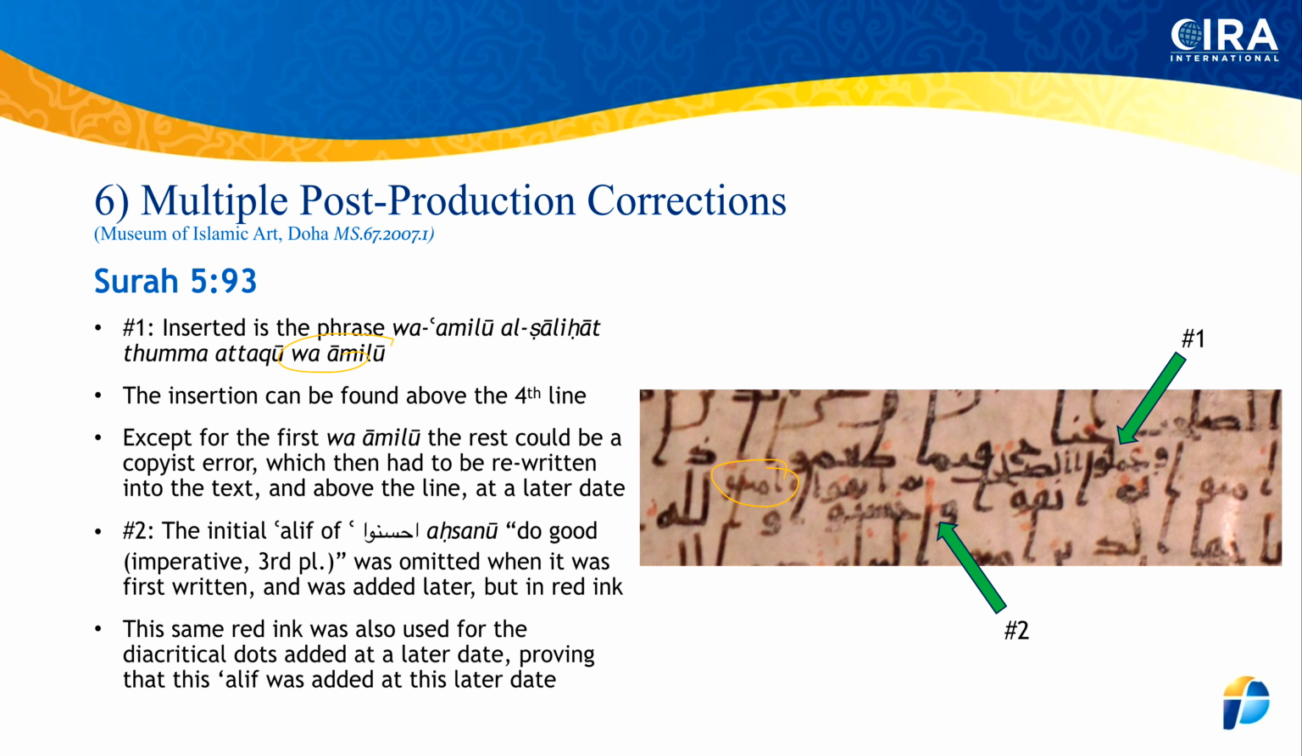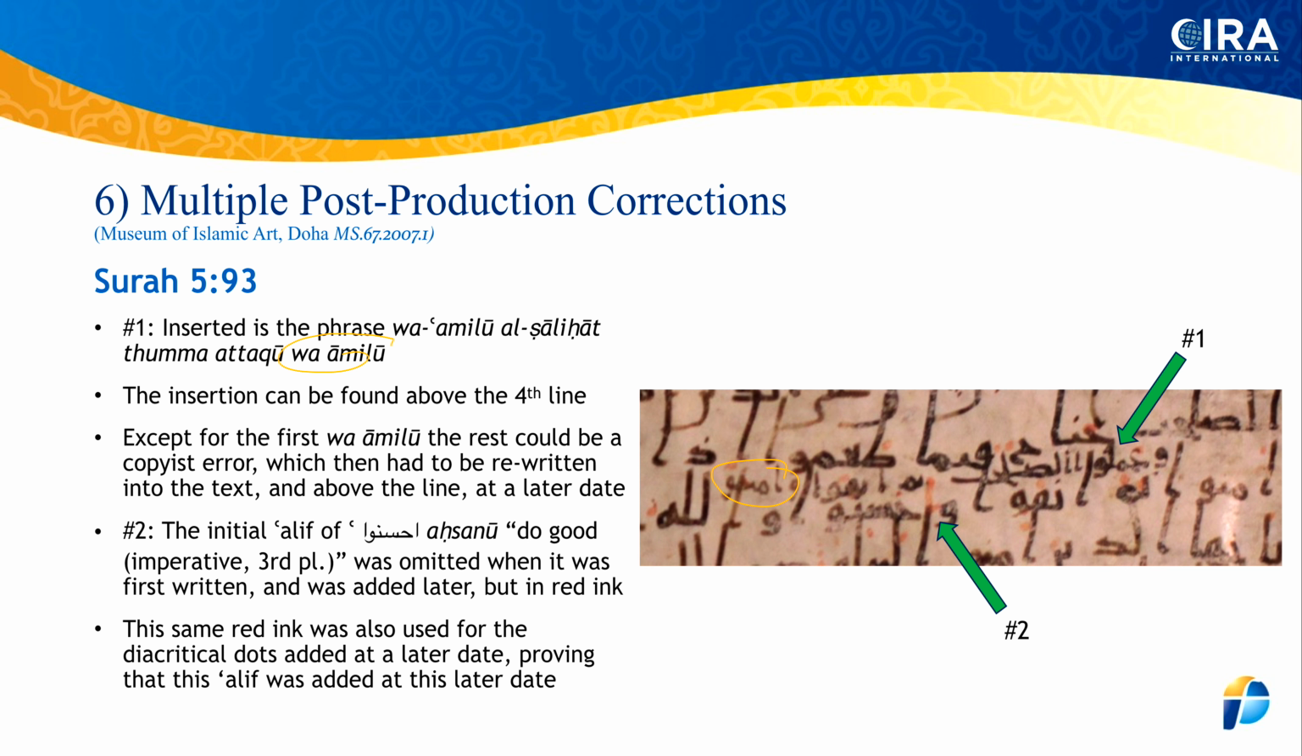Look at the green arrow number 2. If you look, just a slight red color there, the initial ālif of aḥsanū, do good, an imperative, was omitted when it was first written and had to be added later, but this time in red ink. That is a real error there, isn't it? Absolutely, it's very clear. You can't have aḥsanū without the ālif there. Even when they wrote this in the original text, you can see they realized their mistake and added it at a later date.